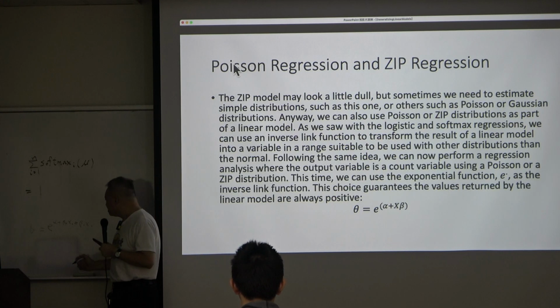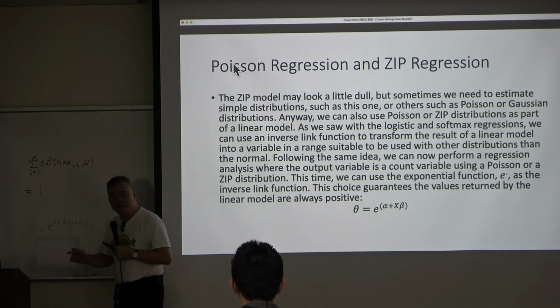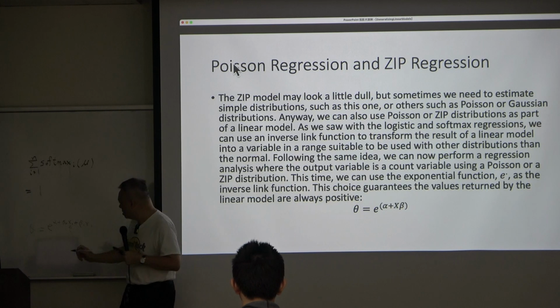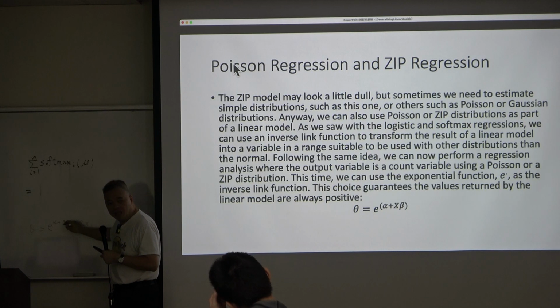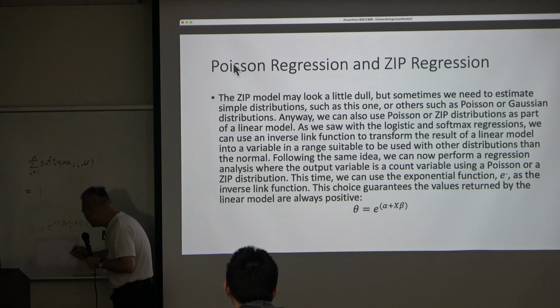Right? So the first one, the first x0, indicates the number of children in the family. Every time you have one more child, you get one more beta 0, and one more beta 0 is pretty much e to the beta 0 times the original one.